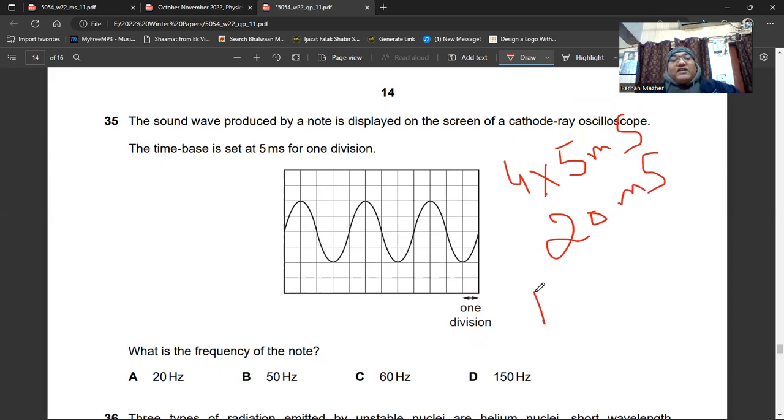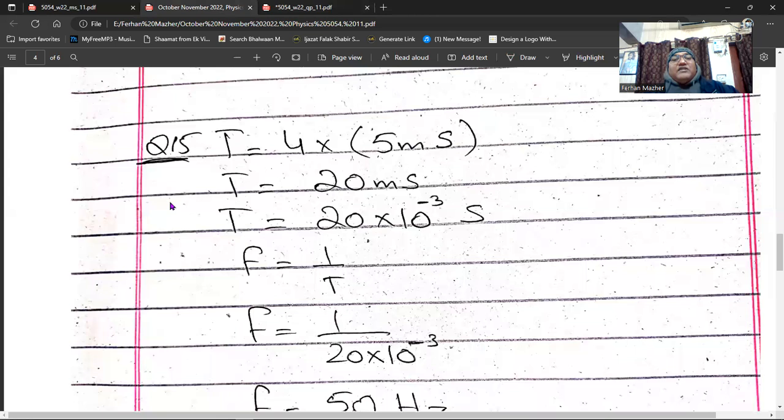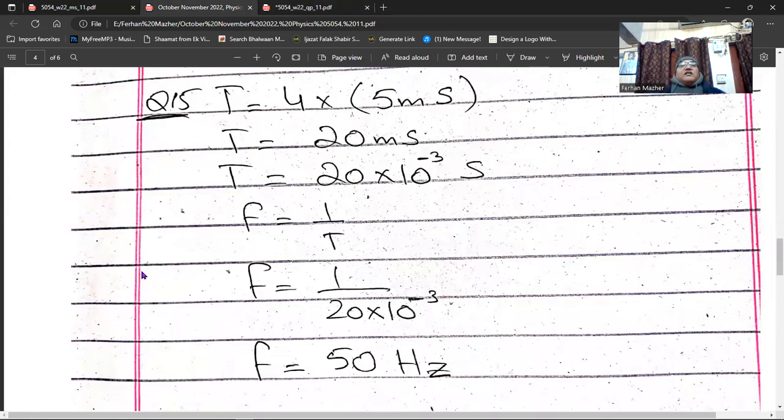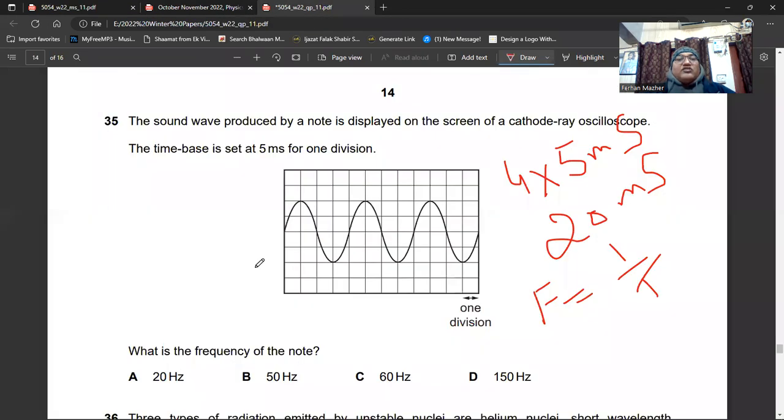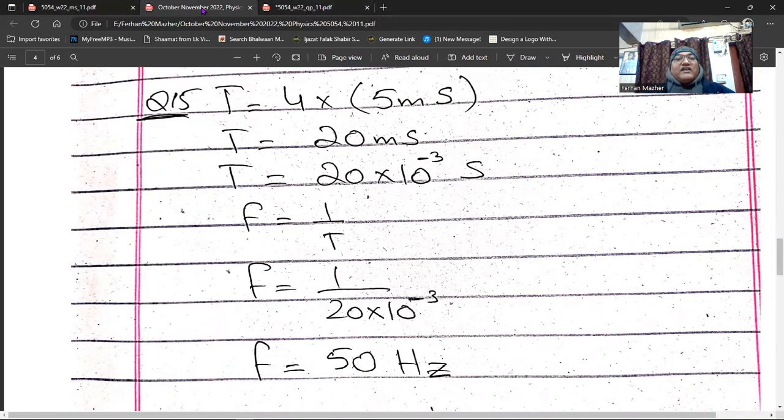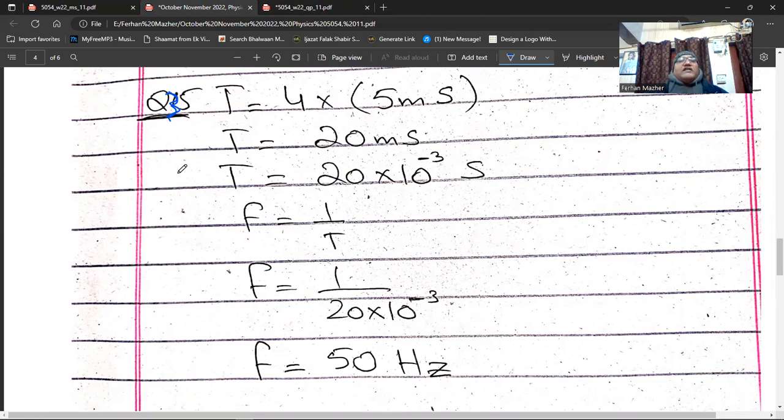You know that the frequency is equal to 1 divided by T, but the time must be in seconds. This question is question number 35. By mistake I wrote 15 here. This is question 35. T is equal to 4 multiplied by 5 milliseconds.